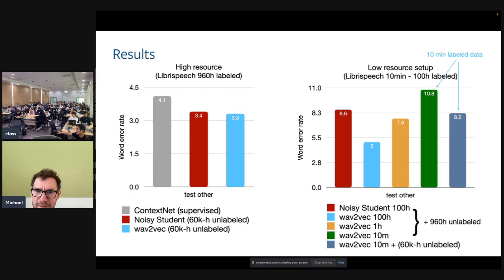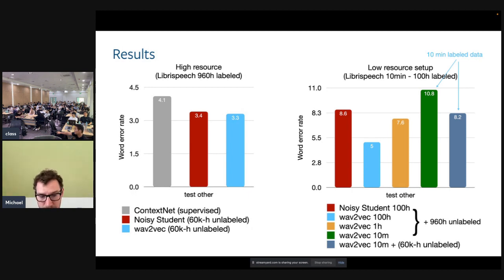What I'm showing on the right here is the performance of the noisy student approach, which basically uses, I think it's 960 hours unlabeled in this setting, to label again. So the model is trained on 100 hours of labeled data, then you label 960 hours of unlabeled data and retrain, and that gets a word error rate of 8.6. If you use 960 hours of unlabeled data with wav2vec, that's the light blue bar, and then fine-tune on 100 hours, you can do a lot better. That was very surprising at the time.